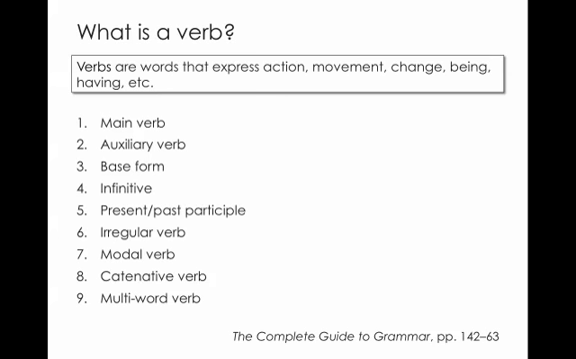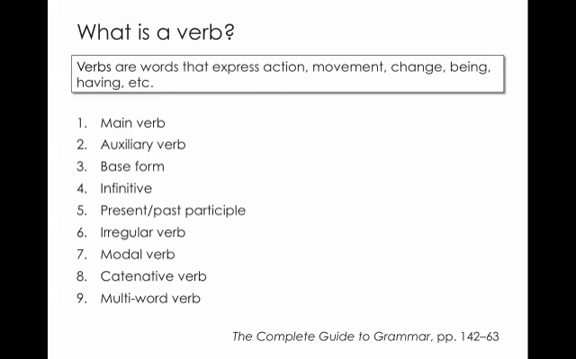Last time we looked at the different grammatical purposes that verbs can have. We looked at main verbs, auxiliary verbs, the base form of the verb, the infinitive, and so on. The basic definition from the grammar book is that verbs are words that express action, movement, change, being, having, etc. If you're very unsure about these terms, I'd suggest you go back and have a look at what we did last time.